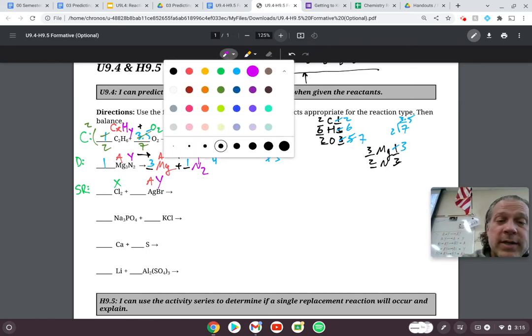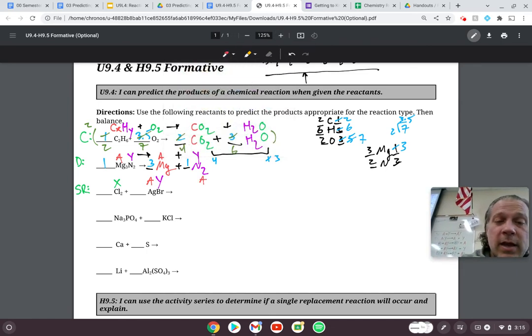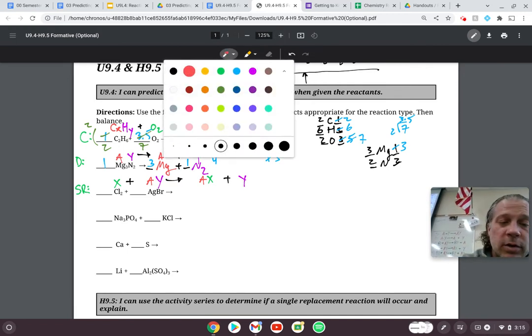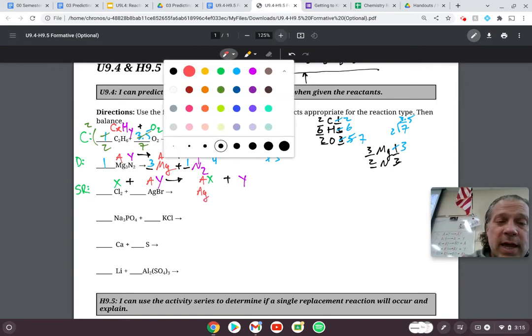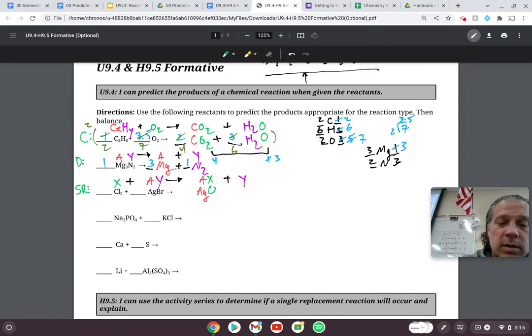So on my product side, I would have A, X, and Y. And so that's what we're going to do. We are going to set that up. So I'm going to take silver, which is my A, it's my metal, and I'm going to put Cl here. And then I'm going to put Br under the Y.